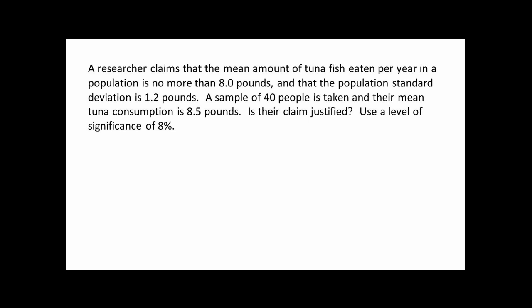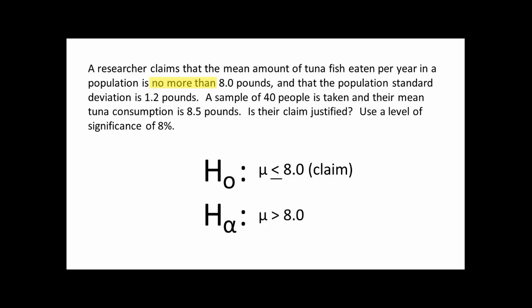First, make sure you can identify the claim. The problem states that the mean in the population is no more than 8 pounds. You must be careful with the wording of the claims. No more than has to be interpreted as less than or equal to. And since the claim has a condition of equality, it becomes the H naught in this problem. Our H alpha is the complement: mu is greater than 8 pounds. Therefore, this will be a right tail test.